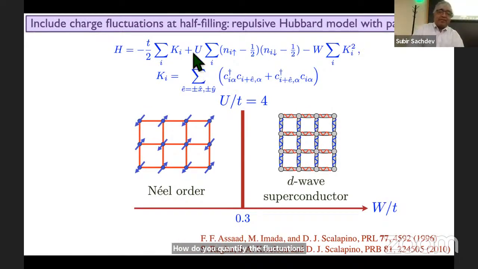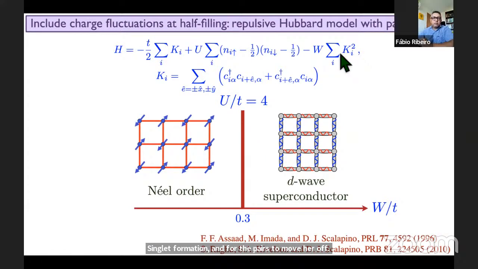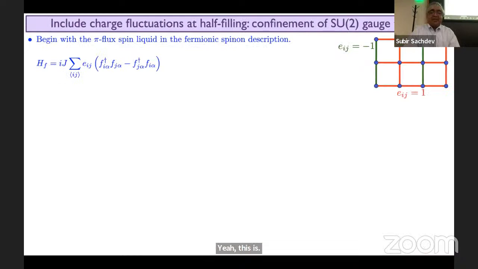Okay, so if you want something definite in your mind, look at this Hamiltonian here of Assad et al. So this is the Hubbard model, but U over T is 4. So not that large, but it's not infinite. And then they add that extra term W. And this W term actually prefers Cooper pairs, so it wants charge fluctuations around. And so this particular model has a superconducting ground state. So you have to really take the full space of the Hubbard model, and you put in some terms which prefer pair formation, in this case singlet formation, and for the pairs to move around. This is like a pair hopping term. This is just to give you some idea. That particular model is not important for any details that I'm going to discuss.